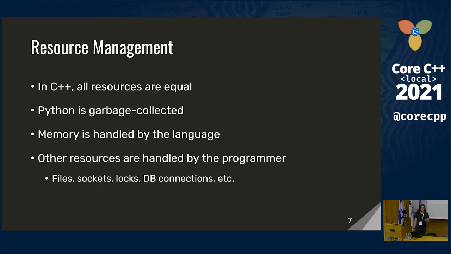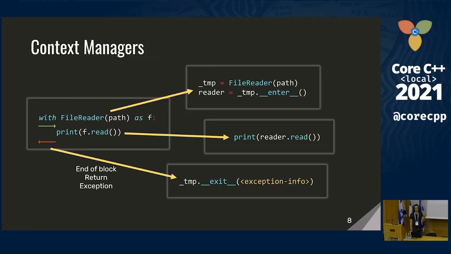The answer is resource management. In C++, all resources, whether they're memory or files or anything else, are handled the same way. In Python, on the other hand, they're handled differently. Memory is handled by the garbage collector, but everything else, be it files, sockets, DB connections, whatever type you create that needs to be destructed properly, you have to handle that yourself. Now, it's not like you have to call the functions all the time, like in C. Python does offer you some constructs to make it easier.